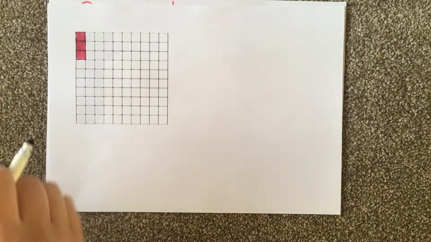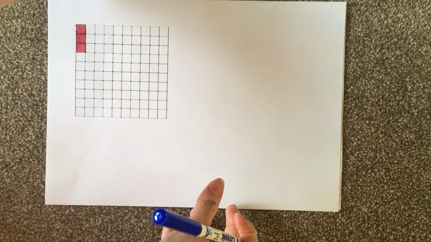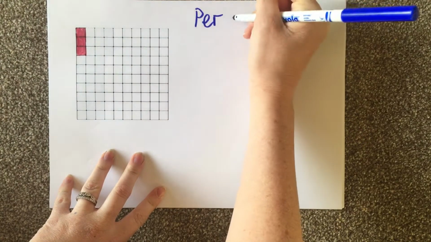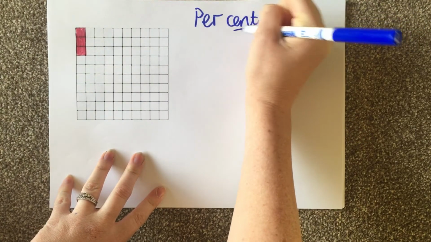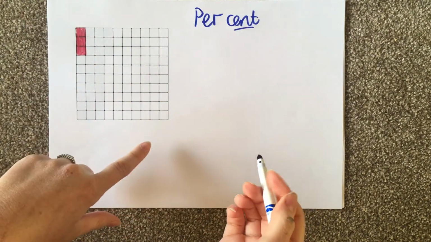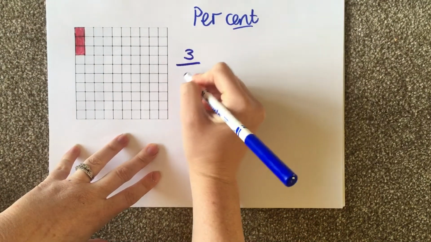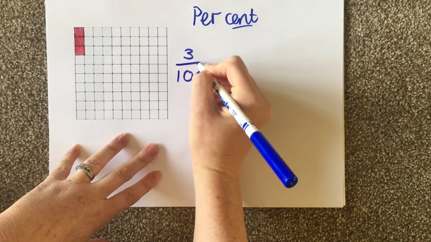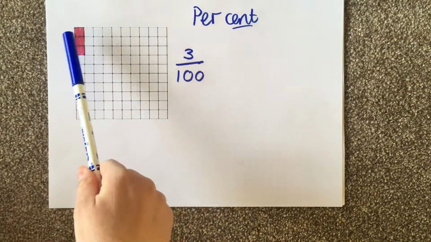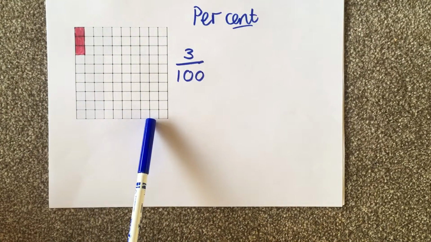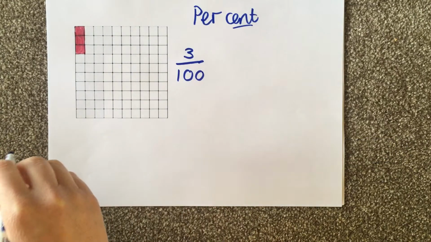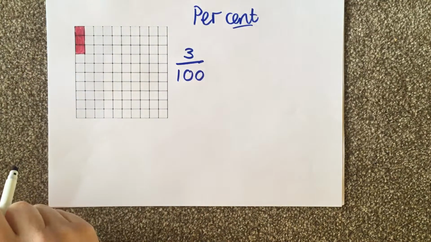Let's look at how it can also link to percentages. So percentage means for every 100. Cent is 100. So if I have 100 squares like this and I have 3 of them coloured in, I've got 3 out of my 100 squares coloured in. You might like to look back at the fractions video to think about how the 100 is how many parts we have, our denominator, and our numerator is 3, what we have coloured in. So here I've got 3 out of my 100 coloured in.